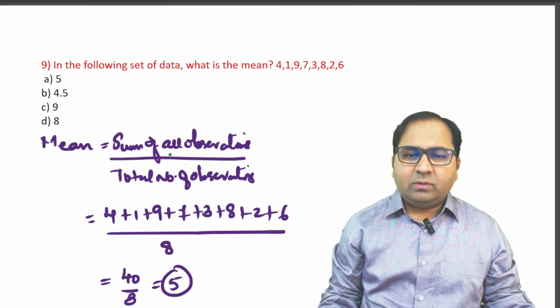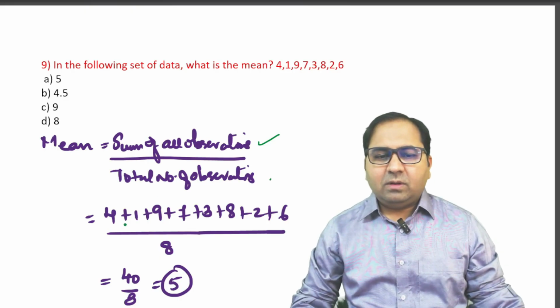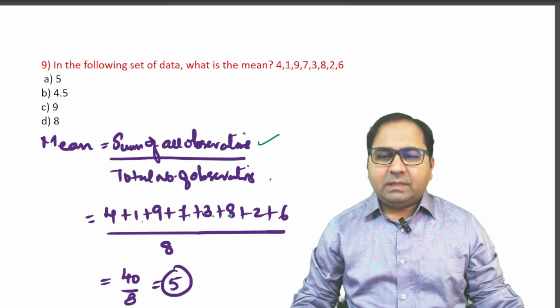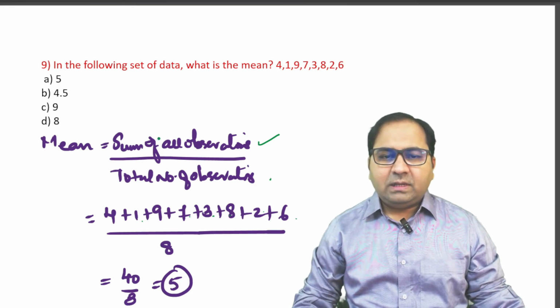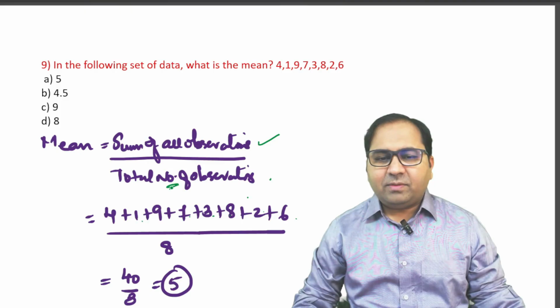Mean is equal to the sum of all the observations divided by the total number of observations. So you add all the things: 4 plus 1 plus 9 plus 7 plus 3 plus 8 plus 2 plus 6 is the sum of all the observations, divided by the total number of observations.